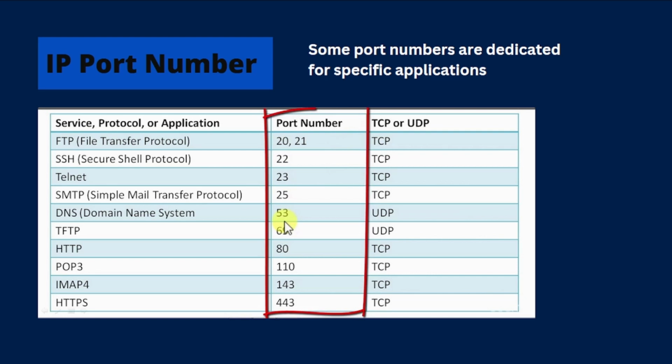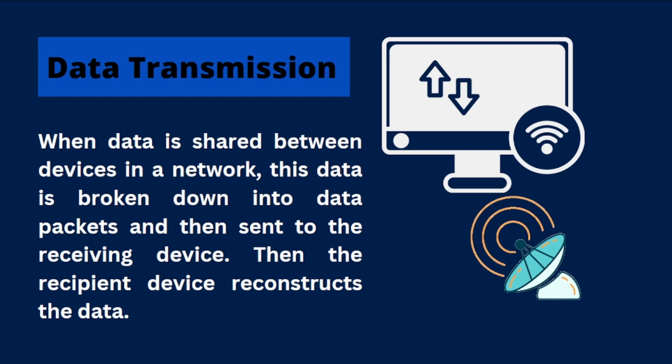Similar to an IP address, these IP ports are also associated with a port number. Some port numbers are dedicated for specific applications. For example, the file transfer protocol uses port numbers 20 and 21. The SMTP protocol uses port number 25. The HTTPS protocol uses port number 443, and so on. IP addresses are used for identification, and IP ports are used to decide which protocol has to be used in order to decide what has to be done with the incoming network traffic.